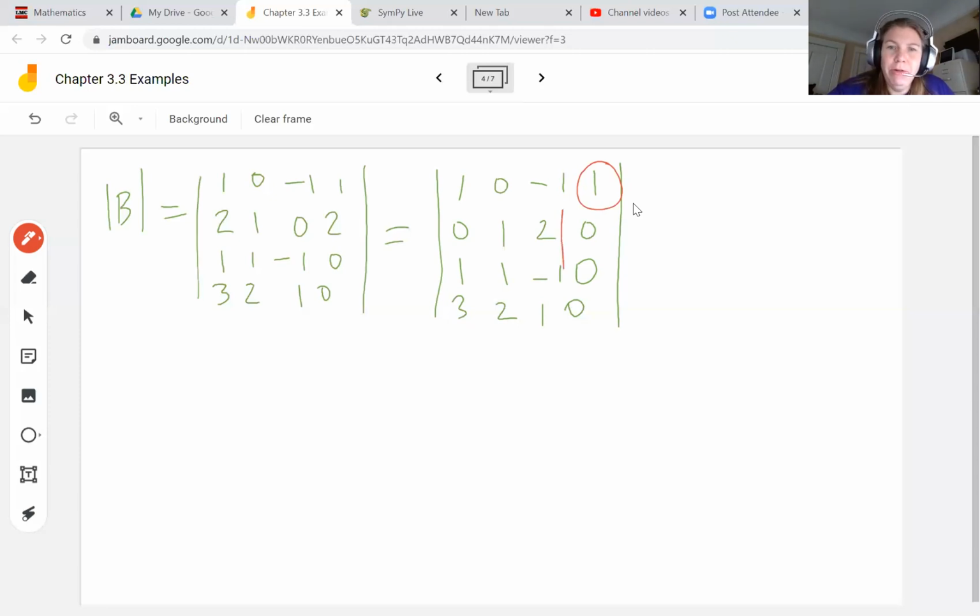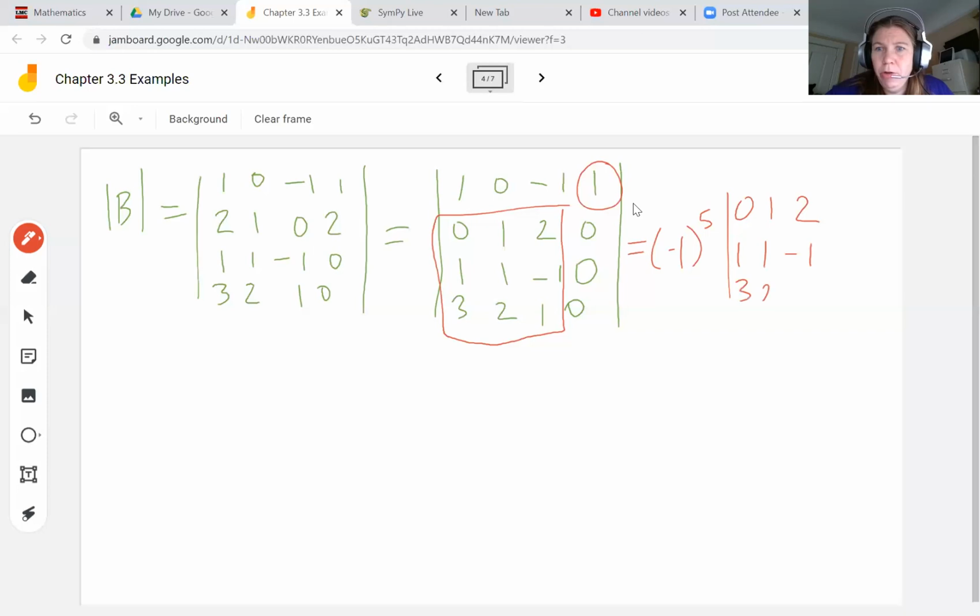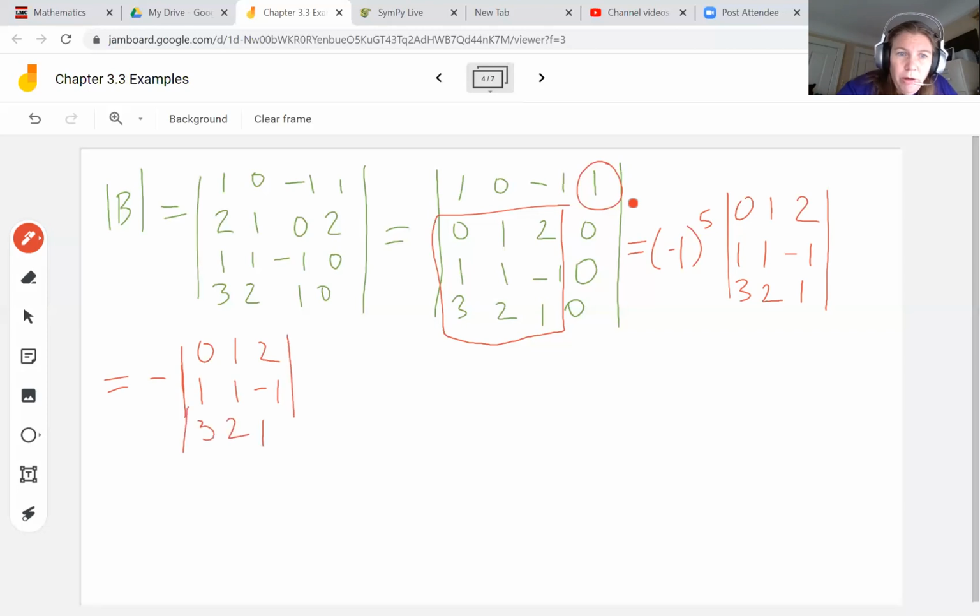So then our cofactor matrix is going to be this here. And this 1 is in the first row, 4th position. So that's going to be a negative 1 to the 5th times the determinant of 0, 1, 2, 1, 1, negative 1, 3, 2, 1. All right, so that gives us the negative of this determinant, 0, 1, 2, 1, 1, negative 1, 3, 2, 1.